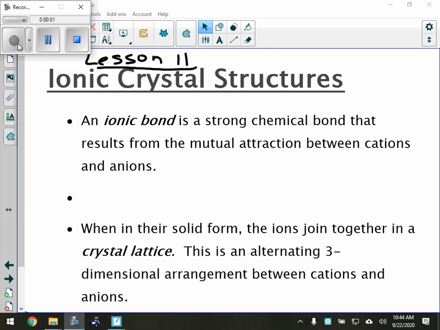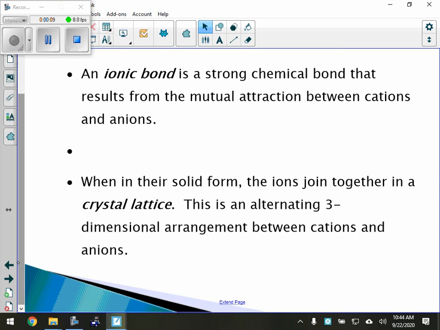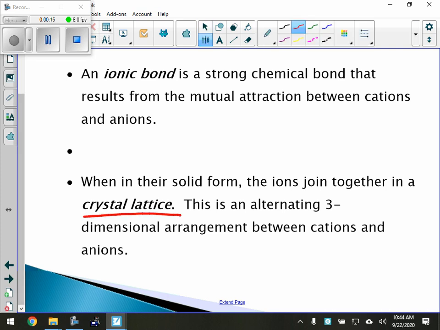Lesson 11, ionic crystal structures. Like I said, ionic bonds are strong chemical bonds that result from the mutual attraction between cations and anions. We've been drawing that. When in their solid form, they form a crystal lattice. That's important, okay? They form this crystal lattice, an alternating three-dimensional arrangement of cations and anions. It looks a little something like this.